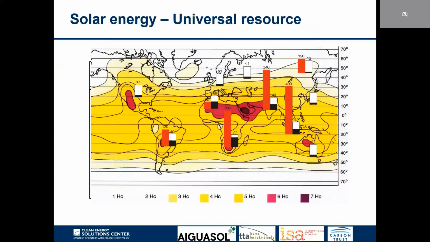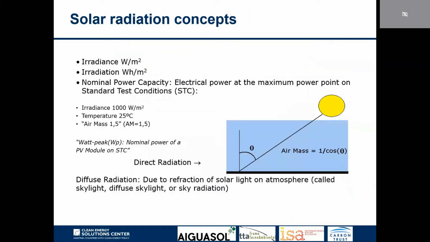And not only that, it is also a resource that coincidentally is available in those areas where there is the lowest access to electricity at the moment. So we have a good match here between the abundance of solar energy resources and the lack of electricity access at the moment. From this point of view, the role of PV systems is essential to increase universal access to electricity in the world. Some quick recap on the basic concepts of solar radiation.